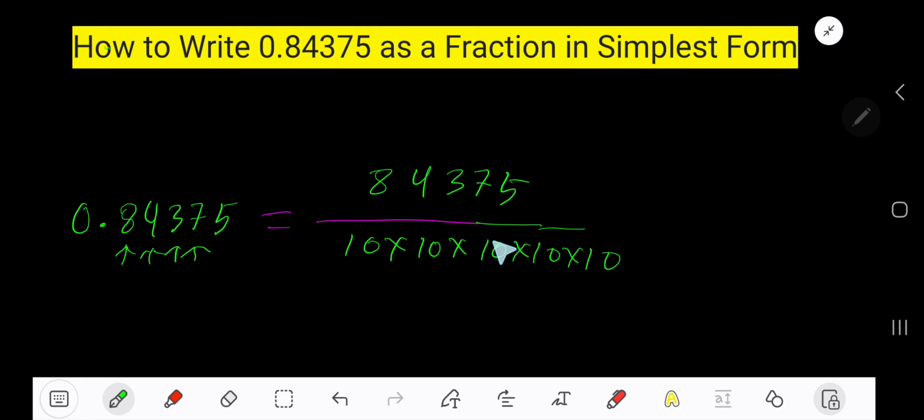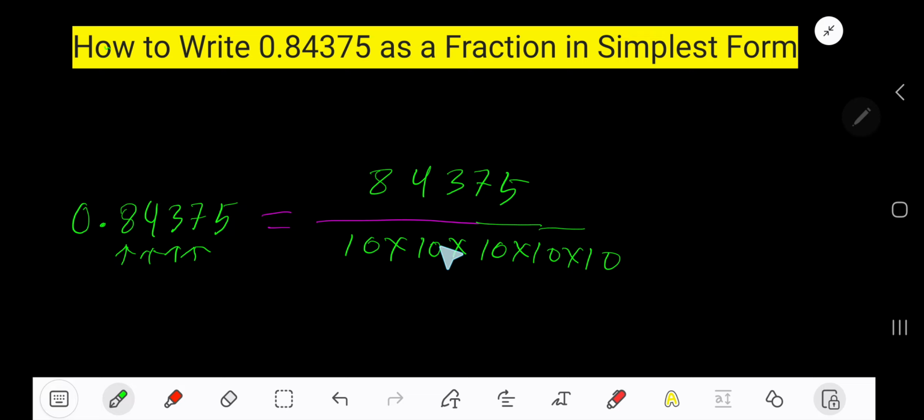Now we need to reduce this fraction. How to do that? If you want to simplify this fraction in one step, then you need to divide the numerator and denominator by the greatest common factor. But if you want to simplify this fraction in multiple steps, then you need to divide the numerator and denominator by a common factor.